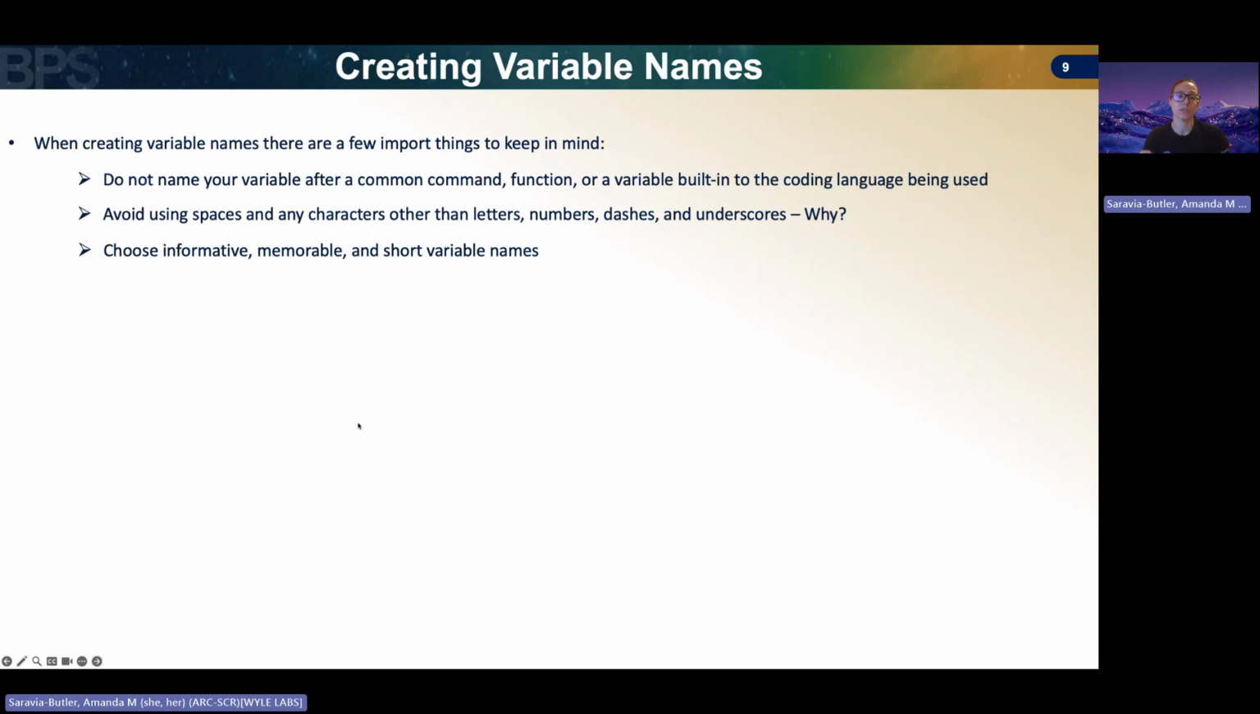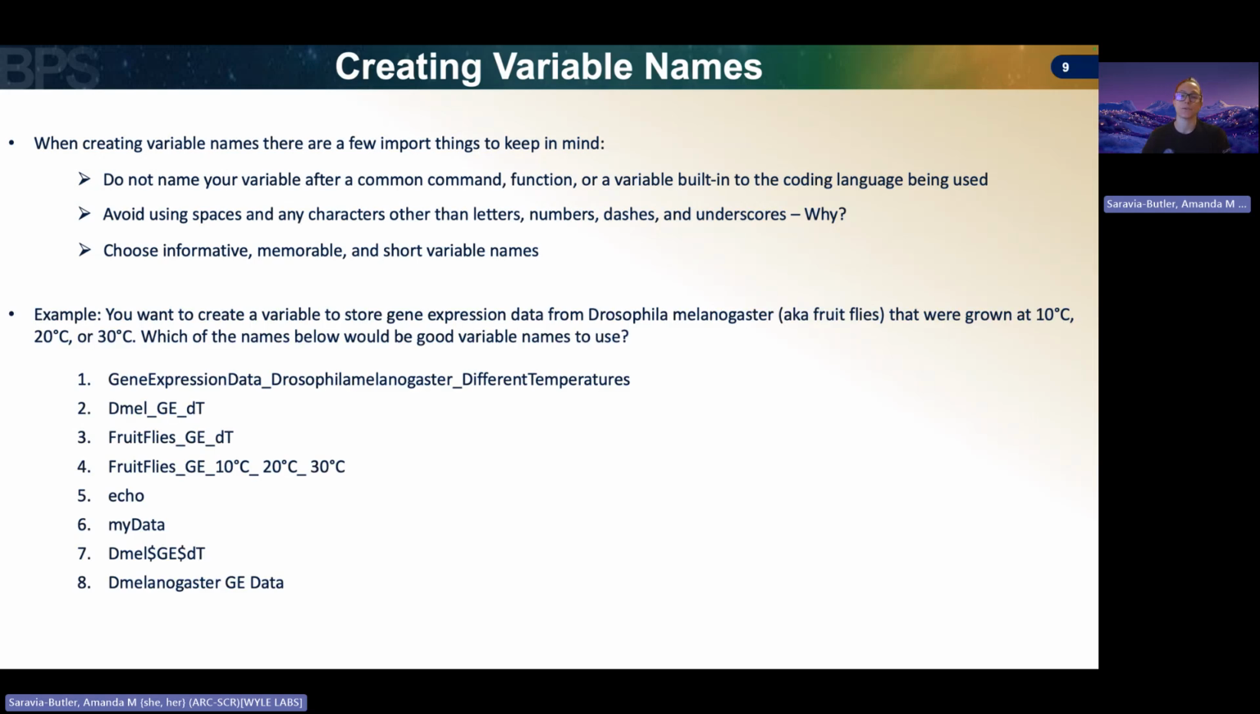You also want to choose informative, memorable, and short variable names. So in an example here, if you were to want to create a variable to store gene expression data from Drosophila melanogaster, AKA fruit flies, that were grown at 10 degrees Celsius, 20 degrees Celsius, or 30 degrees Celsius, which of the names below do you think would be good variable names to use? I'll give you a second to think about that.